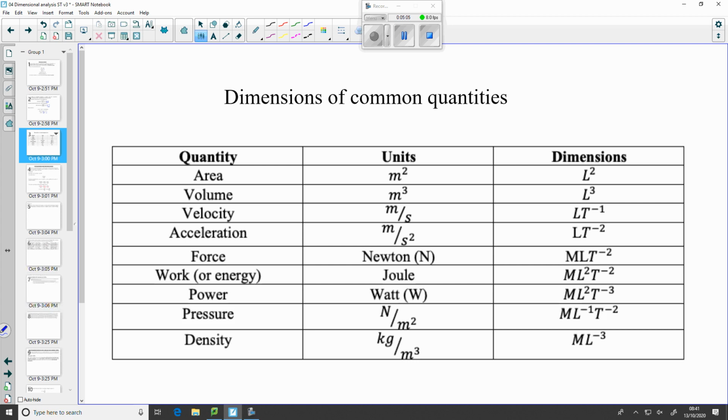Area, meter squared, must be dimension L squared. Volume is three lengths multiplied together, so that must be L cubed. Velocity we've just done, meters per second, LT to the minus one. Acceleration, LT to the minus two. Force we looked at, MLT to the minus two. And then there's a few more in there: work, power, pressure, and density.